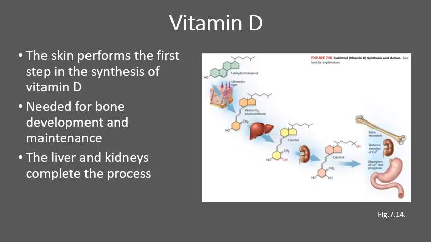Then we have vitamin D synthesis. So the skin performs the very first step of synthesis of vitamin D within the body. This vitamin D is needed for bone development and maintenance, and the process is completed in the liver and the kidneys. We will discuss vitamin D synthesis in more detail in a skeletal lecture.